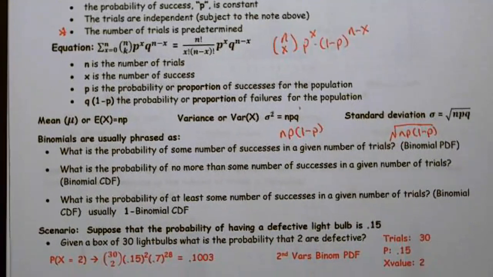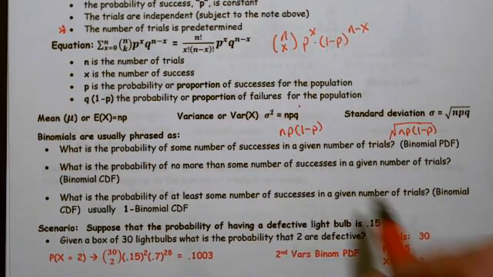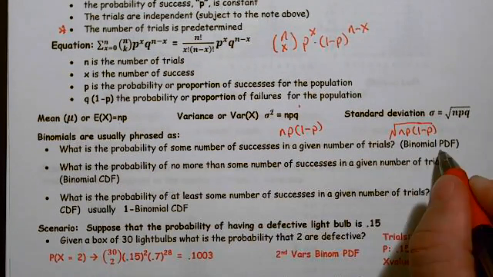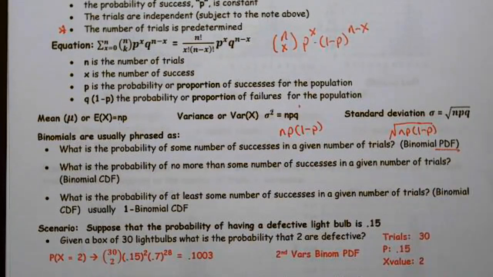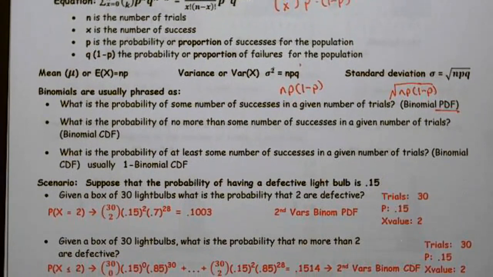As a reminder, binomials are usually expressed as: what is the probability of a certain number of successes in a given number of trials? And if it's a specific number of successes, then it's a PDF, because a specific singular value is a point, the probability of it happening and occurring in one place. What's the probability of no more than some number of successes? This is going to be multiple values, so it's a CDF. And then, of course, when we have the at least, it's going to be a 1 minus, and anytime it's an at least problem or a more than or a greater than, it's going to be a 1 minus.